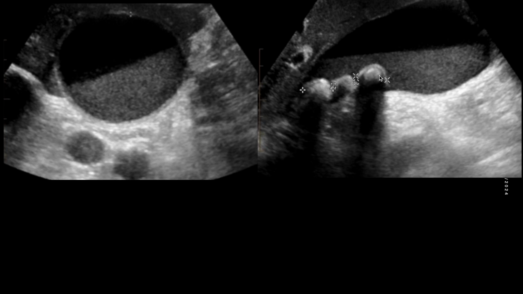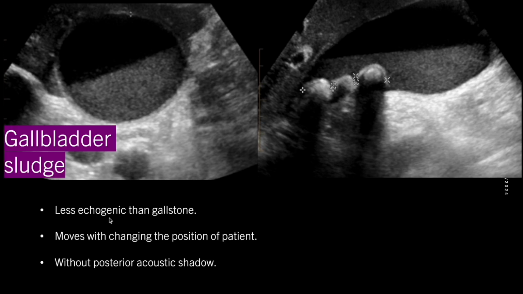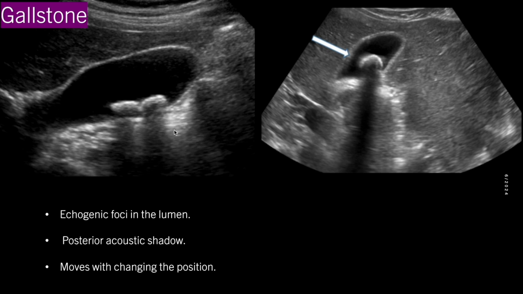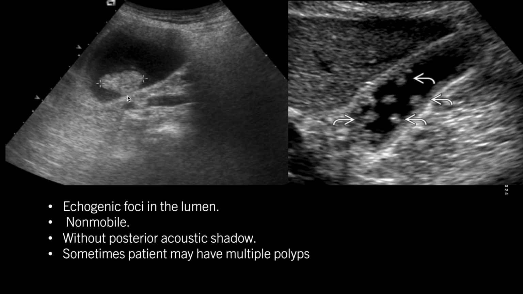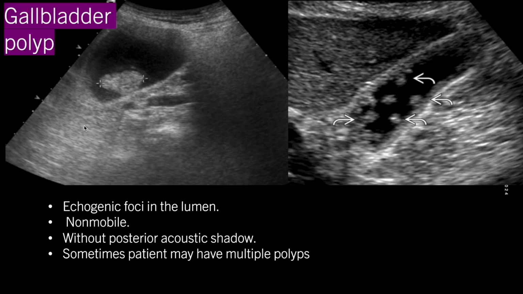But this structure is less echogenic than this structure, and there is no posterior acoustic shadow. If we change the position of the patient, both of these structures move. So this is gallbladder sludge. It is less echogenic than a gallstone. Gallbladder sludge moves with changing the position of the patient, and there is no posterior acoustic shadow. So friends, remember, a mobile echogenic structure with posterior acoustic shadow is a gallstone. A non-mobile echogenic structure without posterior acoustic shadow is a gallbladder polyp.